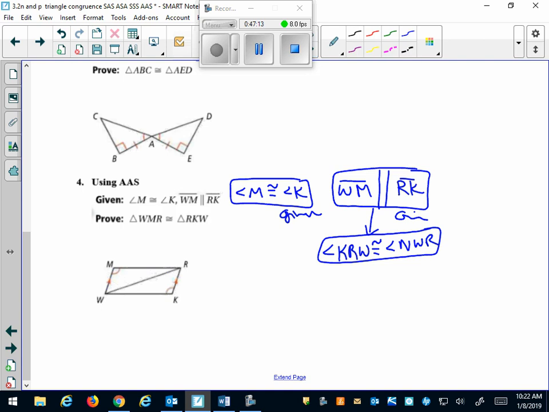Sorry, MWR. I had it covered up. I couldn't see my letter there. MWR. KRW is congruent to MWR. This one congruent to this one.